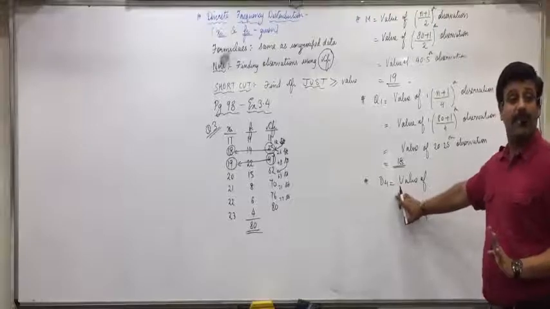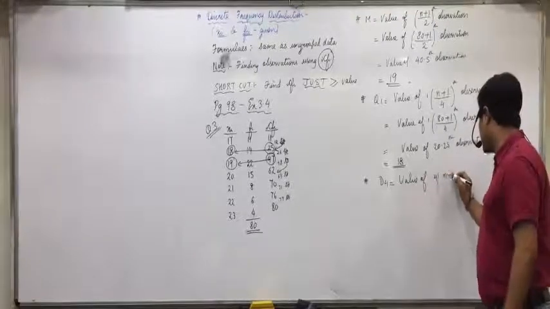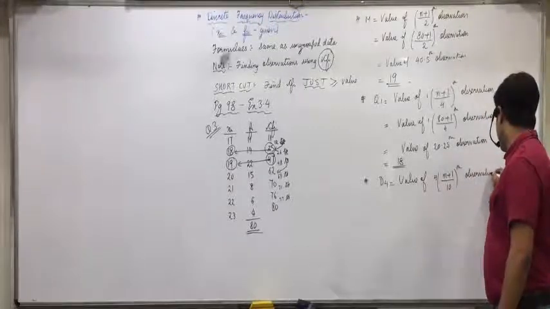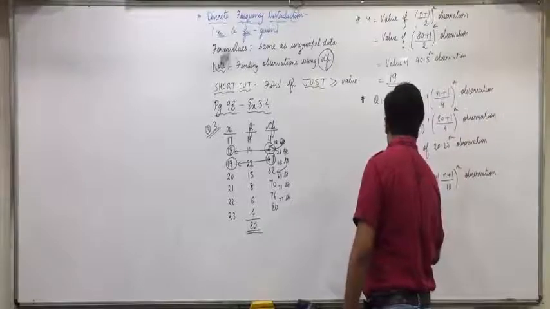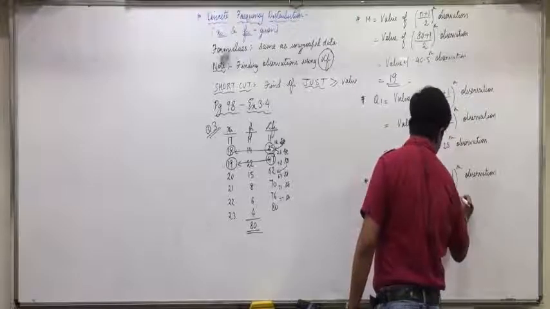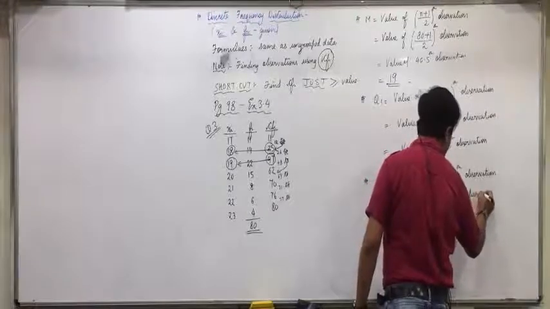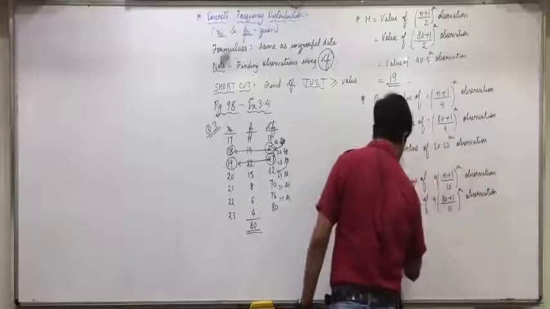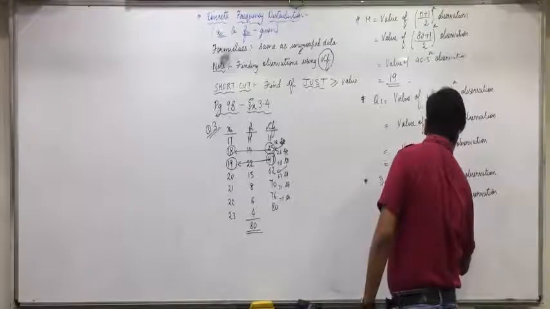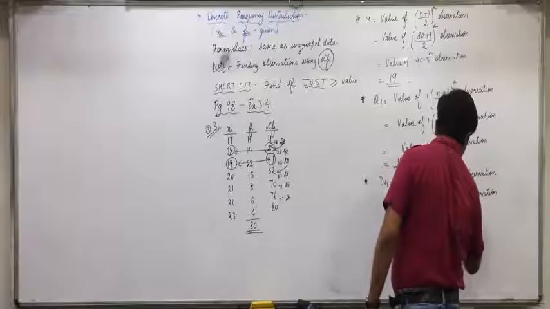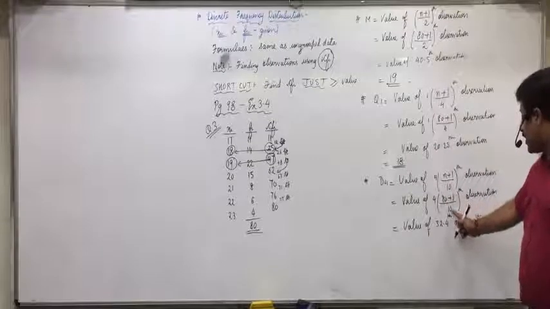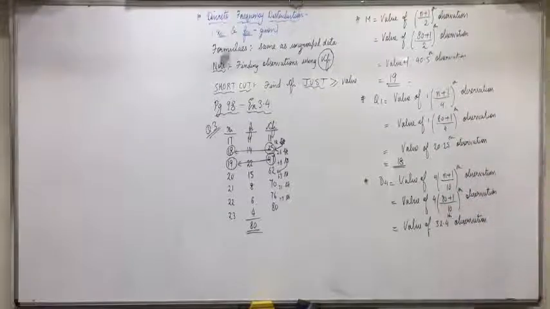Now D4, so value of 4. You'll multiply with 4. And decile, so (n plus 1) upon 10th observation. So value of 4, (80 plus 1) upon 10th observation. So value of 32.4th observation. Understood this? 80 plus 1, 81 divided by 10, 8.1 into 4, 32.4th observation.